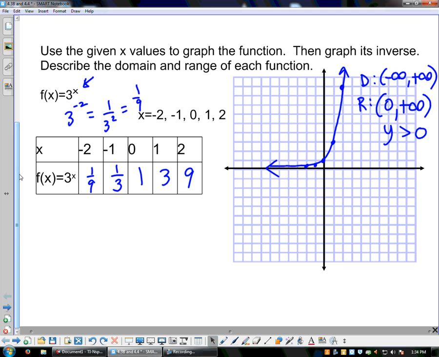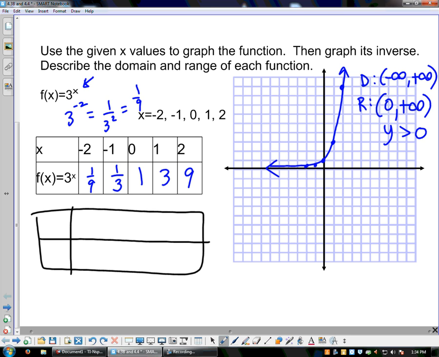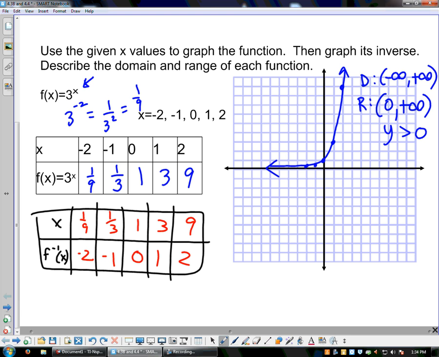But what if we were going to graph its inverse? Remember, to graph its inverse, we would take all of these ordered pairs and we would reverse the x and the y. So if we wanted f inverse of x versus x, we would have 1/9 going to -2, 1/3 going to -1, 1 going to 0, 3 going to 1, 9 going to 2. If I graph those, 1/9 goes to -2, so that's about here. 1/3 goes to -1, so that's about here. 1 goes to 0, here. I hope you're graphing this on graph paper with me. 3 goes to 1, and 9 goes to 2. So this is the inverse of f of x equaling 3 to the x. The graph looks something like this.